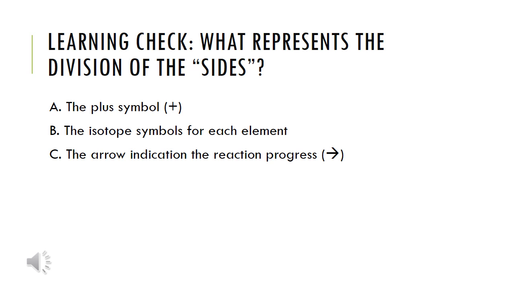Okay, you think you got it? The correct answer is C. When we're talking about the different sides being equal, we're using the arrow to divide the sides. The reactant, arrow, product. So the reactants need to equal the products.